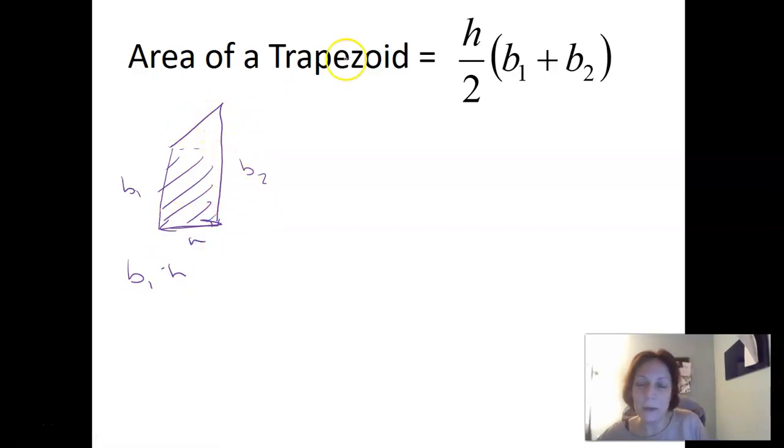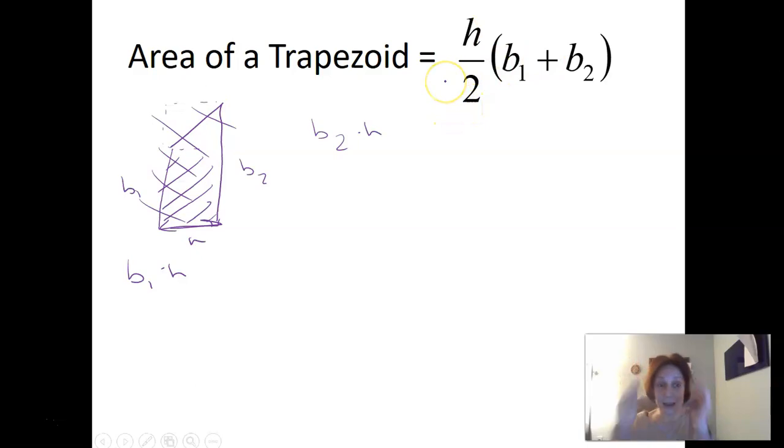And then you found the area of this big rectangle. That would be base 2 times height. And you averaged them. You added them up and divided by 2. You would have the area. Look what this is. Base 1 times height, base 2 times height, add them up, divided by 2. It's the average if you made a rectangle out of the little side and a rectangle out of the big side. That's what the formula is.